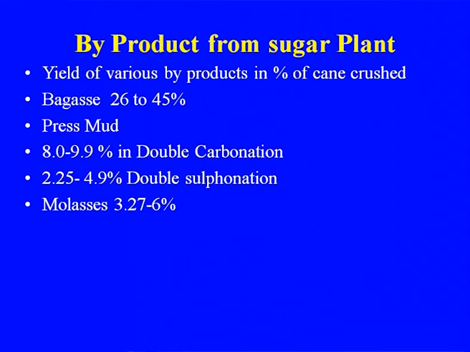These are some of the figures, the yield of the various products from the cane crush: bagasse, press mud, and again press mud, which will depend upon the type of purification you are having, whether double carbonation or double sulfitation, and then the molasses.